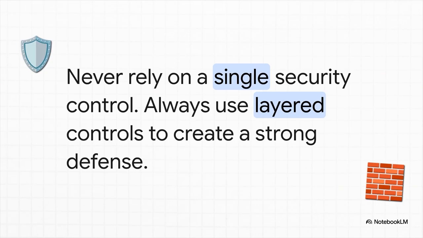And this is it. If you take away just one thing from all of this, let it be this. Good security is not about finding one single magic bullet. It's about building layers. You have to assume that any one defense can fail. Your real goal is to build a system where an attacker has to break through multiple different kinds of defenses. That's what a strong security posture really looks like.